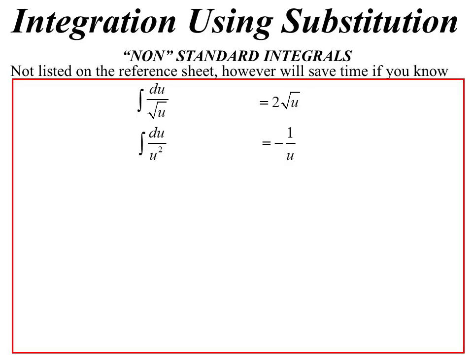Another one that comes up a lot is du on u squared. Well, that one would always be minus 1 on u. The integral of log x is x log x minus x. Tan, we've seen that one: log of sec, or if you prefer, minus the log of cos.